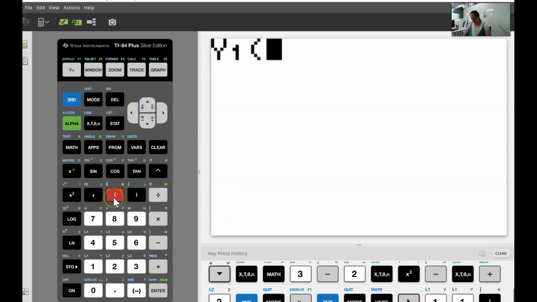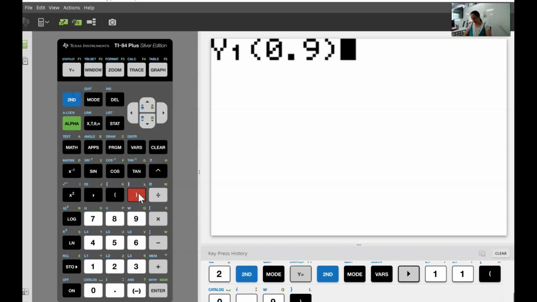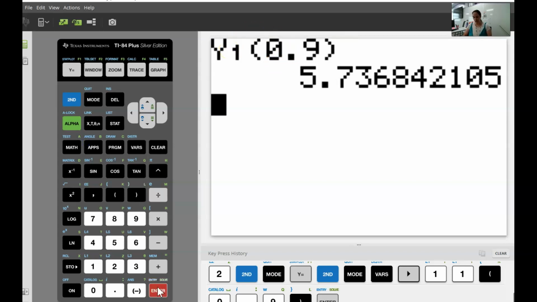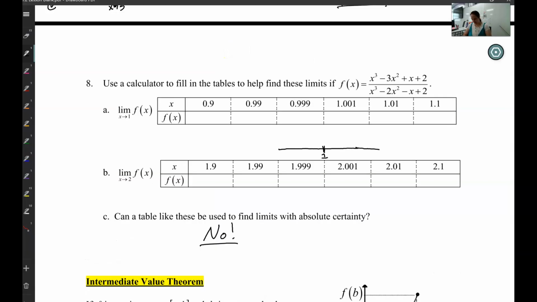Now I'm going to do parentheses and tell my calculator what input, what x value to plug into y1. So I want 0.9. That's what I wanted in my table. So I'm telling my calculator plug 0.9 in to y1. And I hit enter, and there's my answer. So I can go back here, 5.736. There we go.